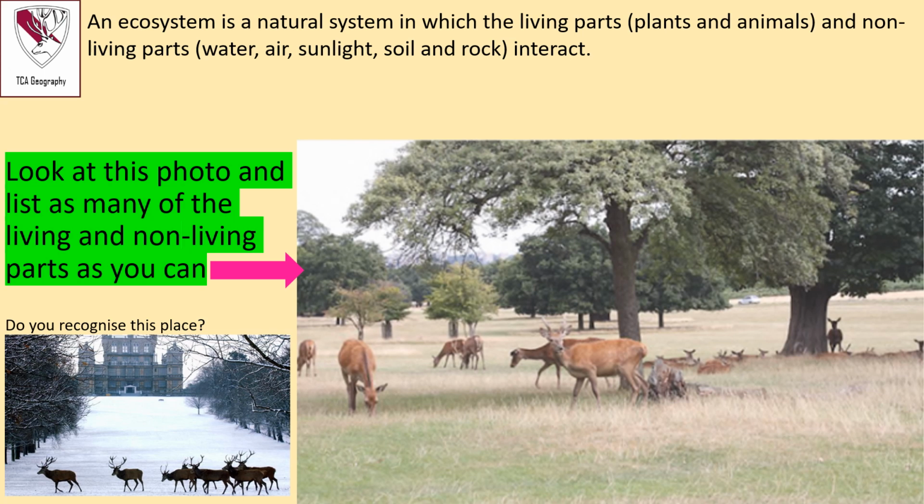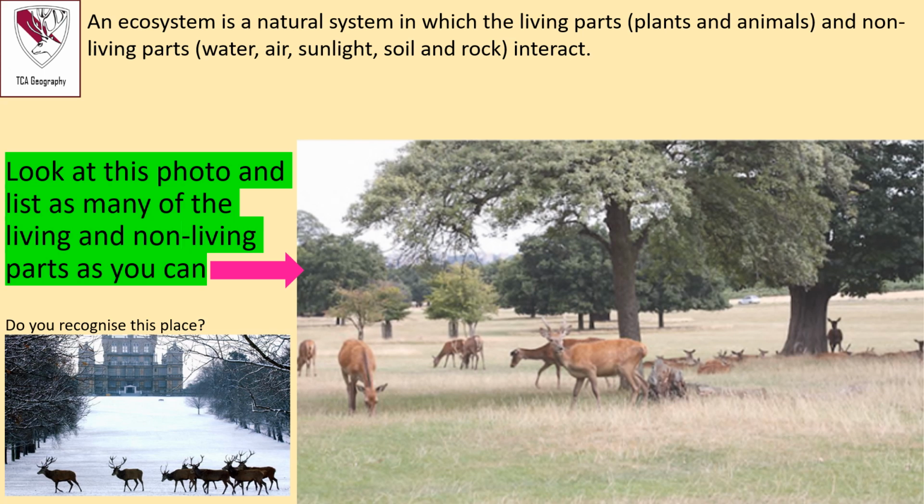So for a different species of plants, trees, and then here in this photo we can see the red deer, but I can imagine that some birds are going to be part of this ecosystem, quite possibly some squirrels, earthworms, some beetles. Now, the non-living parts.